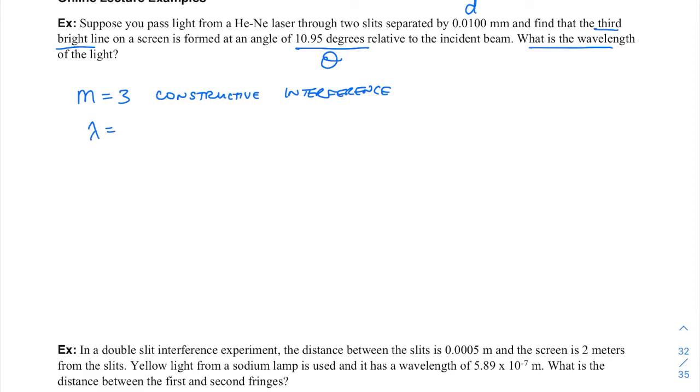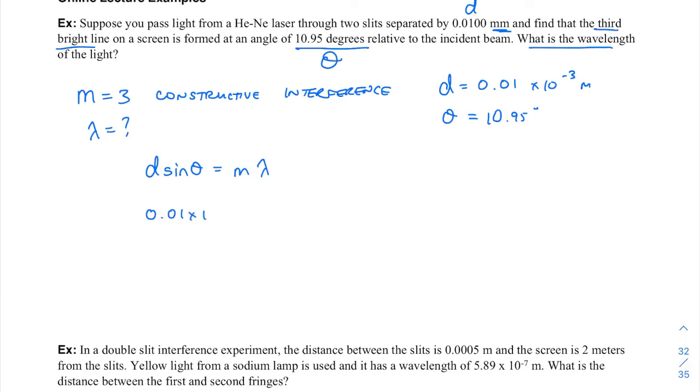So we're trying to figure out what the lambda is. And we know the distance is 0.01 millimeters, so that's times 10 to the negative 3 meters. And we know that our theta is 10.95 degrees. So one of the relationships we have for the interference pattern for double slit experiments is that d sine theta is equal to m lambda. And in this case, we know our d, and we know the angle is 10.95 degrees. We know this is the third bright line, so my m value is going to be equal to 3. And we're trying to figure out what the wavelength is.